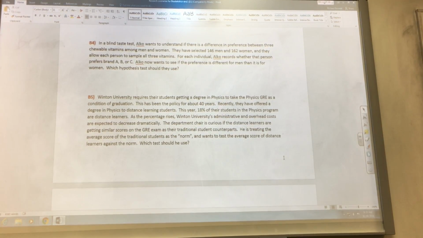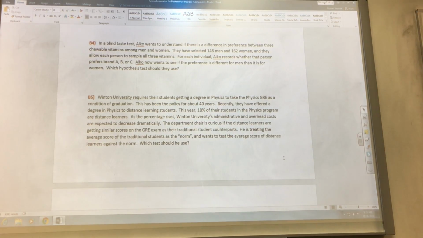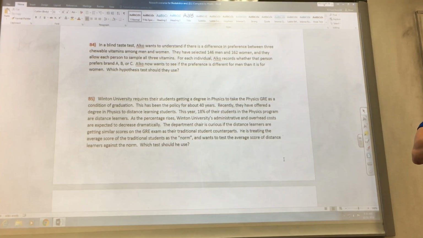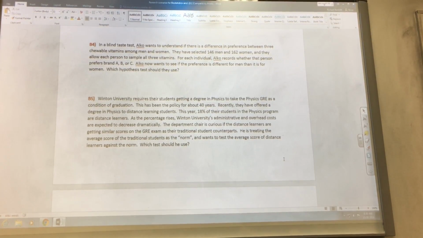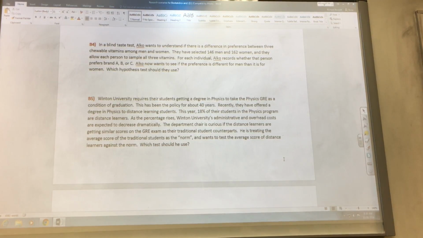Okay, blind taste test. Alka wants to understand if there's a difference in preference between the 3 chewable vitamins among men and women. They select 146 men, 162 women. They allow each person to sample all 3 vitamins. For each individual, Alka records whether that person prefers brand A, B, or C. Alka wants to see if the preference is different for men than it is for women, which hypothesis should that be? So here's the way this is going to look.